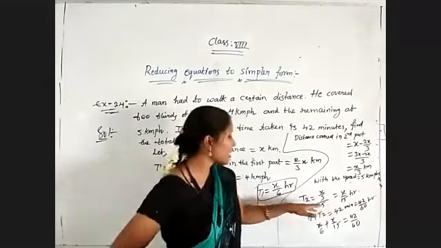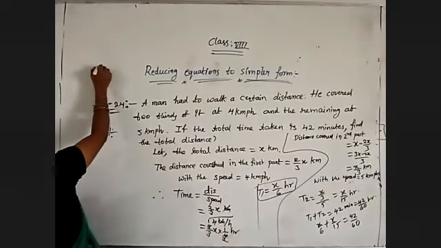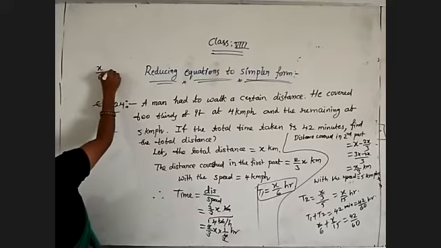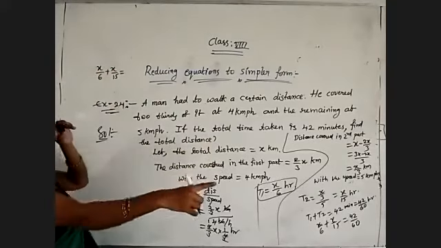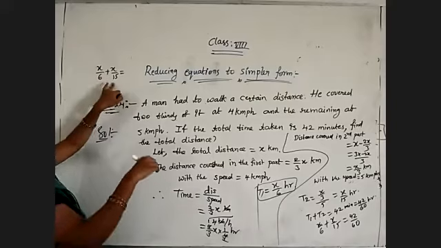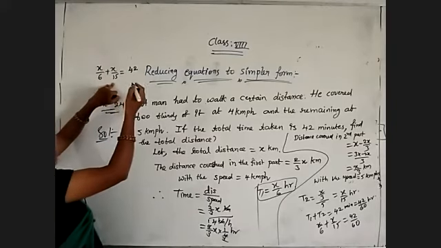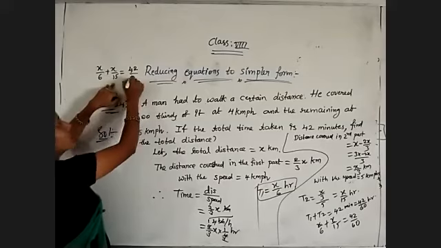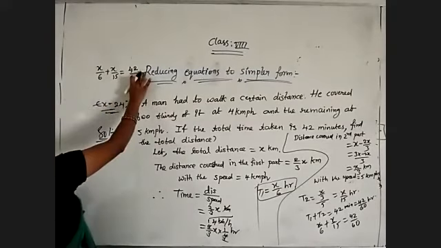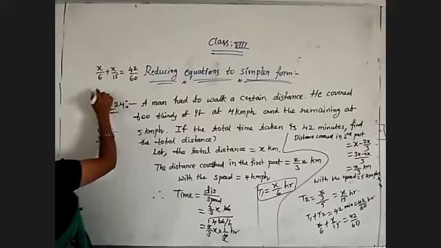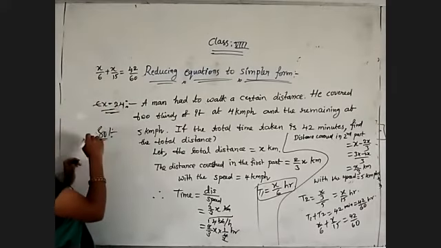So total time is equal to x by 6 plus x by 15. The total time is given as 42 minutes. But these two are in hours. So 1 hour is equal to 60 minutes, then 1 minute is equal to 1 by 60 hours. So 42 minutes is 42 by 60 hours. Now simplify this. Go through with the cross multiplication, otherwise LCM, whatever you want to do.